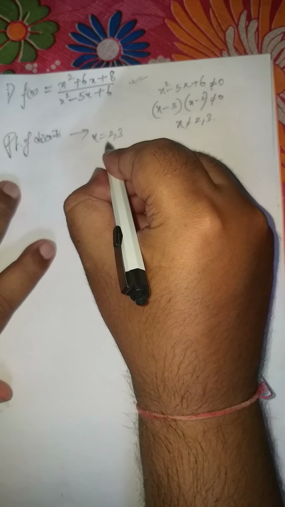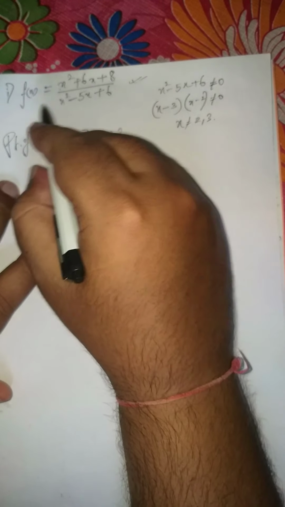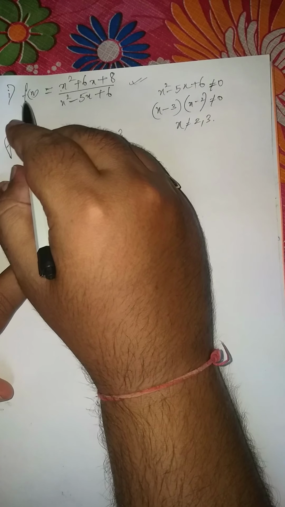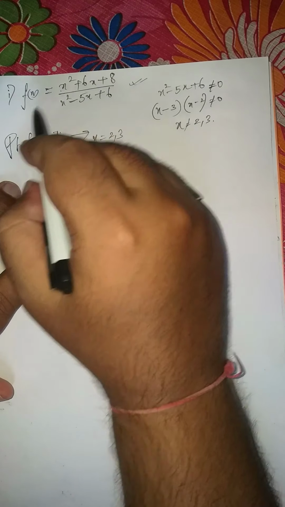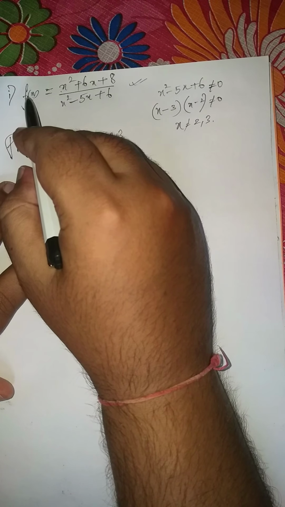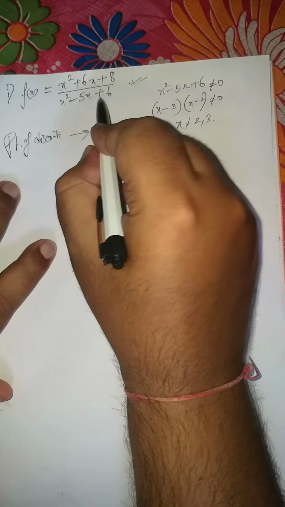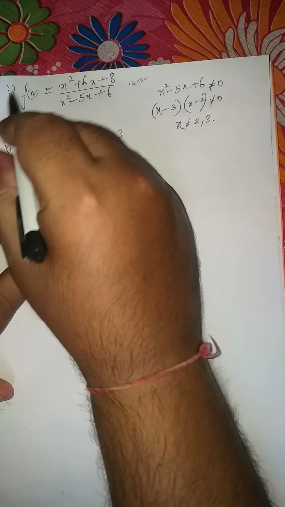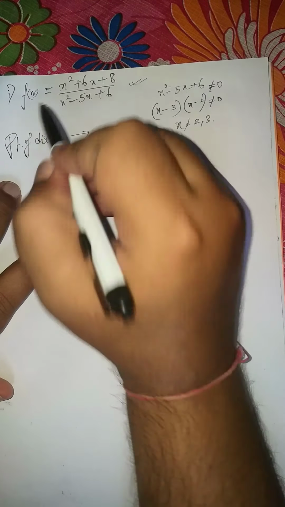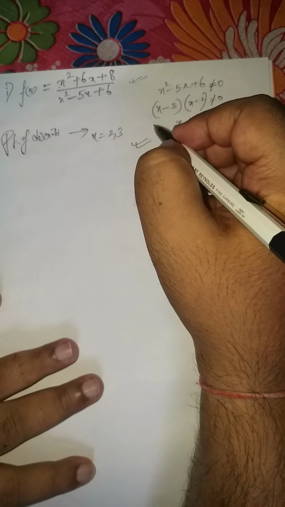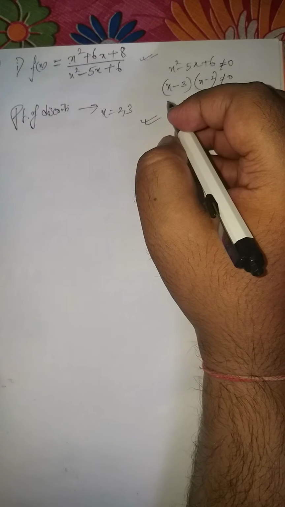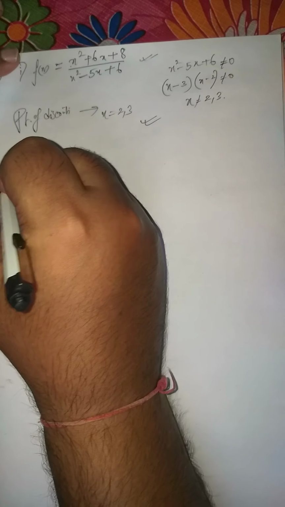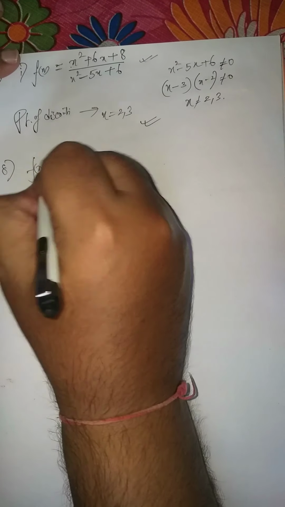When x equals 2, the function is not continuous because the value of f of x is undefined. And when x equals 3, again the function is discontinuous because the function is undefined, because at 3 the denominator will be 0. So the value of this function will be undefined. Like this you can find the points of discontinuity. And some other examples: 18th. Again one function f of x.